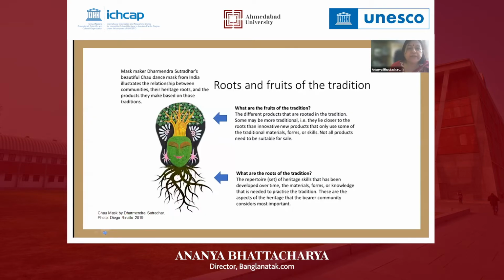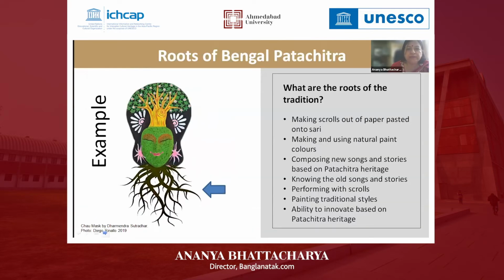Now, along with the roots of the tradition and along with the identification of fruits, what we also do is make the community list what the skill involved is. Say, for example, making scrolls out of paper pasted onto sari. How is this skill practiced? How do they recycle? This is also a nice way of recycling things. How do they make the natural painting colors? Who has the skills? How do they compose the new songs? Who has the ability to compose new lyrics? So it is about the skill repertoire.